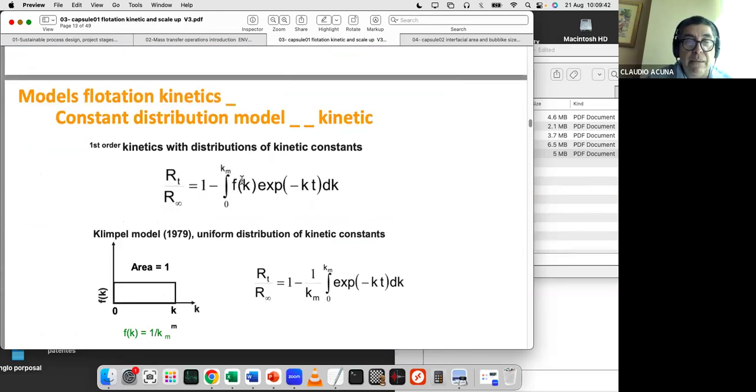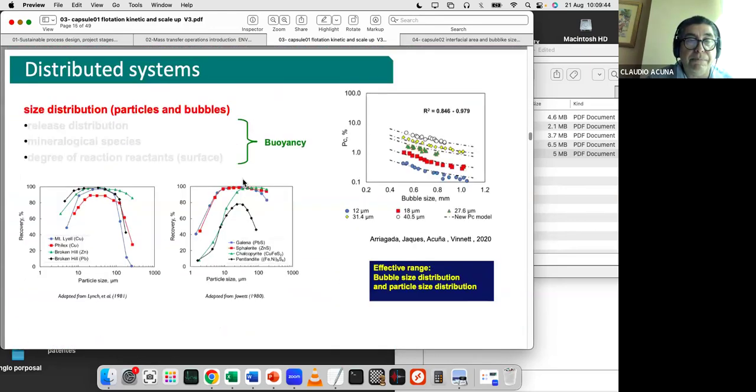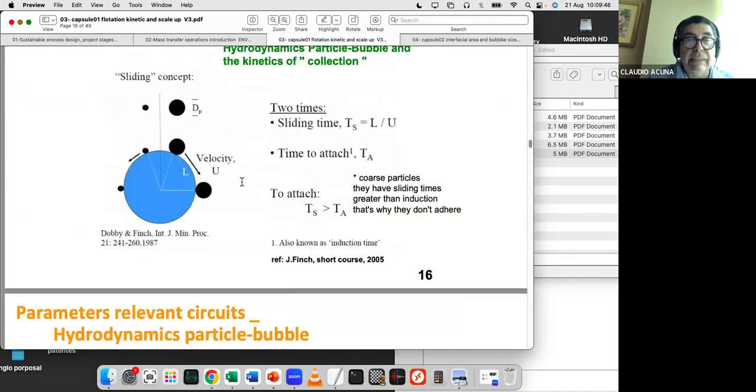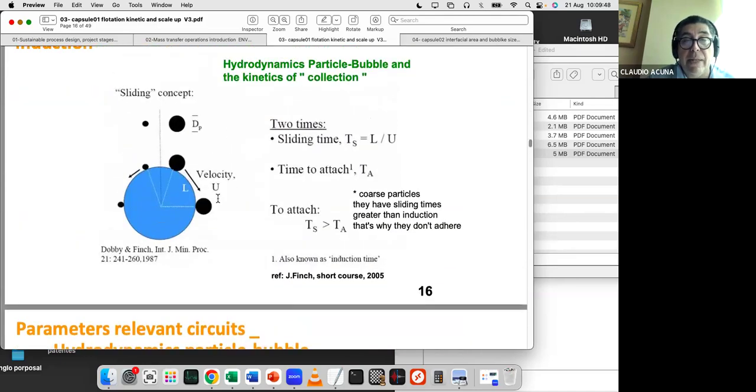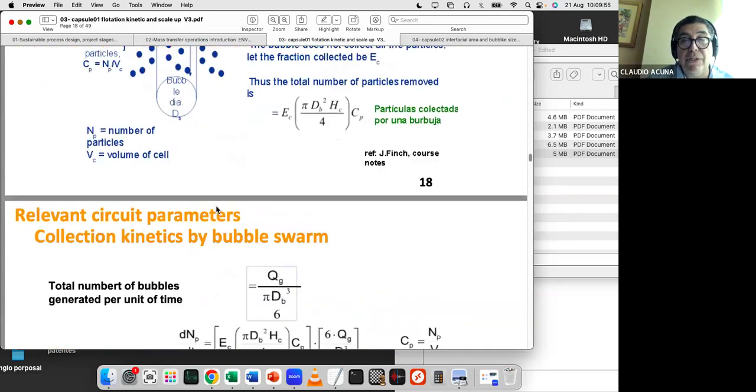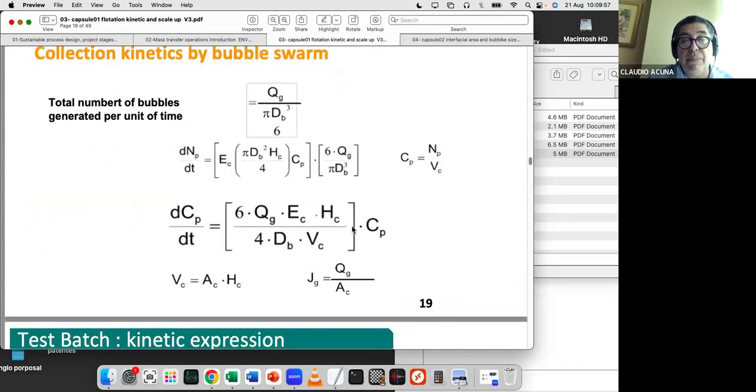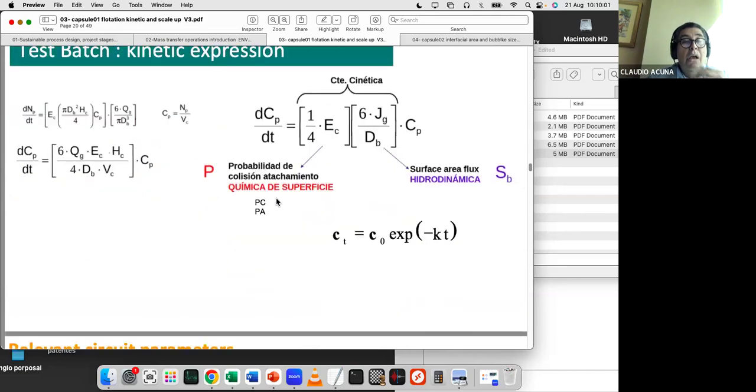Okay, those are the models. And then here I explain in detail what the induction time is. We understand the probability of collision. We end up, you see, with the probabilities of collision and attachment, and we end up with the number. But you can review, and I will explain it again, okay?